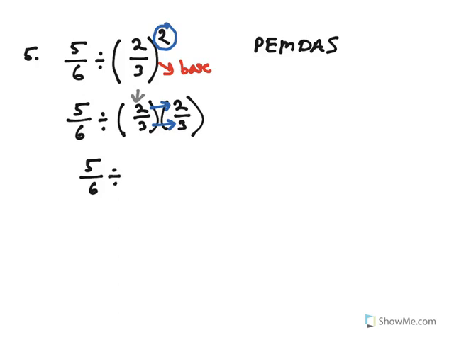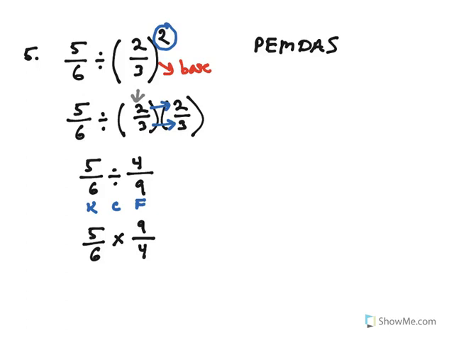5/6 divided by 2 times 2 is 4, 3 times 3 is 9, and then you have 5/6 divided by 4/9. Okay, so if you remember the rules of division, we keep the first fraction, change the division to multiplication, and flip or do the reciprocal of the second fraction. So when you do that, you have 5/6, because we're keeping the first fraction the same, and then we're changing the division to multiplication, and then we're going to flip the second fraction, which is 9/4.